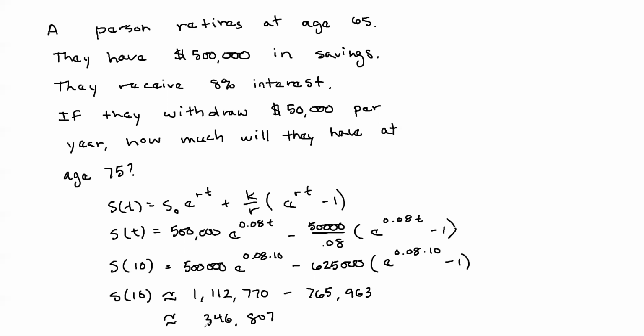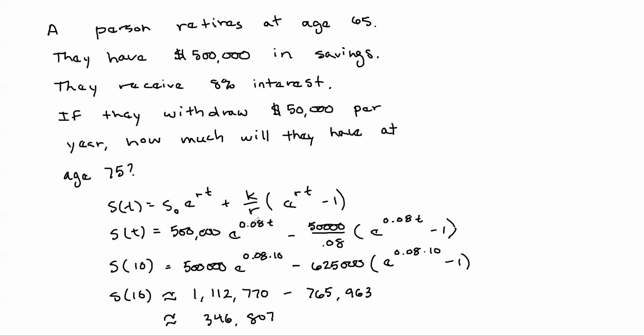And so when you combine those, your initial investment grows to 1.1 million. Then the negative effect of your withdrawals is 765,000, and so you end up with $346,807 total after 10 years. So that's where they would be at if they started with 500,000. So after 10 years, they will only have deducted $150,000.